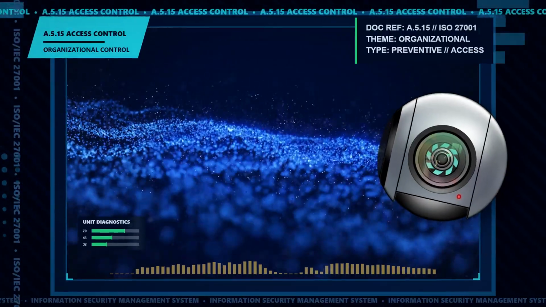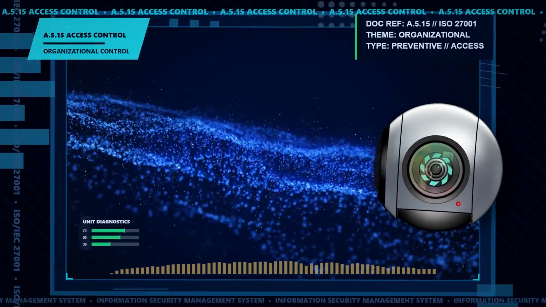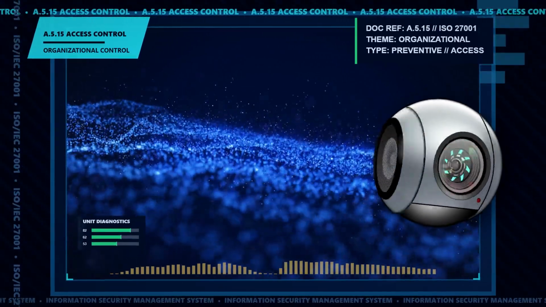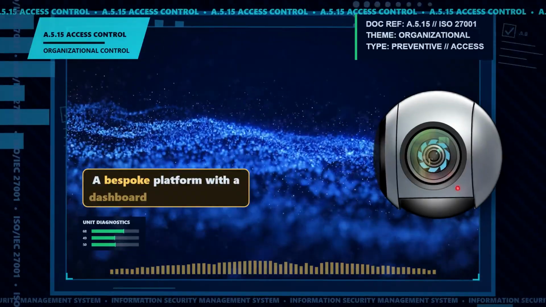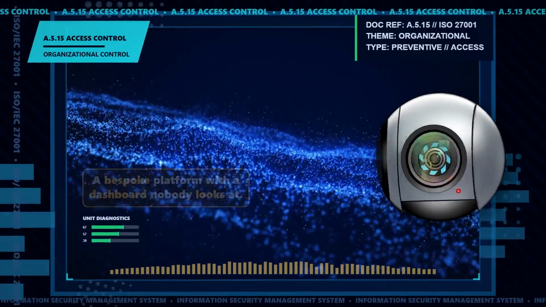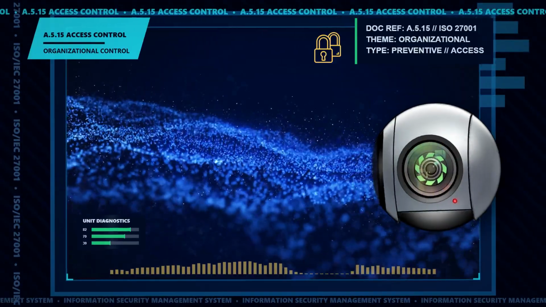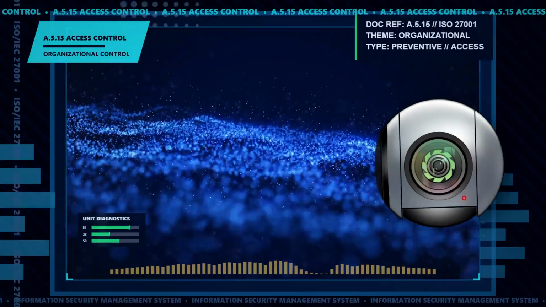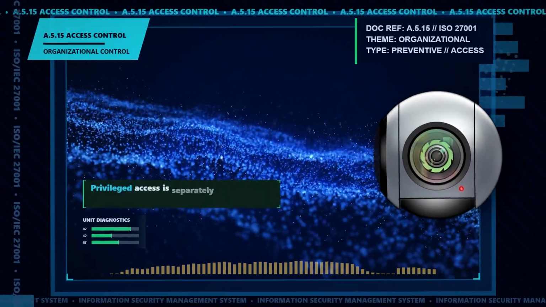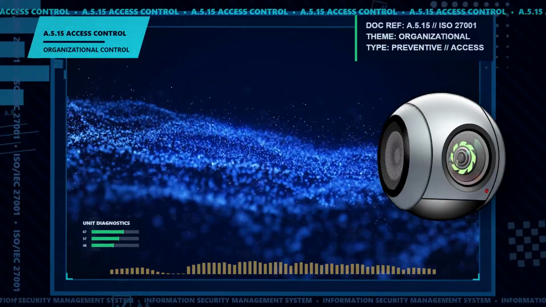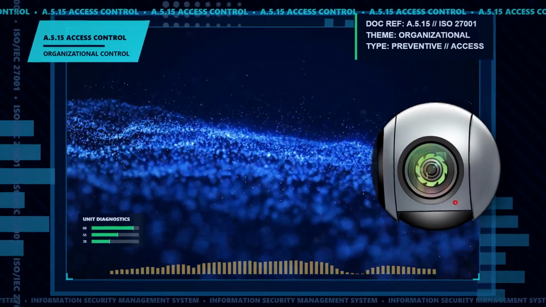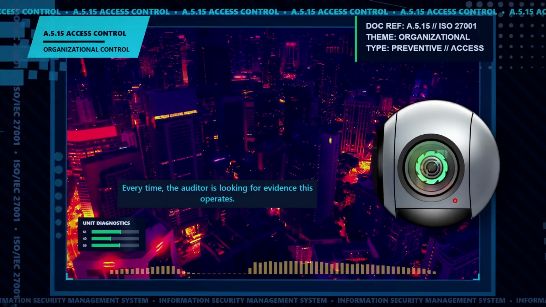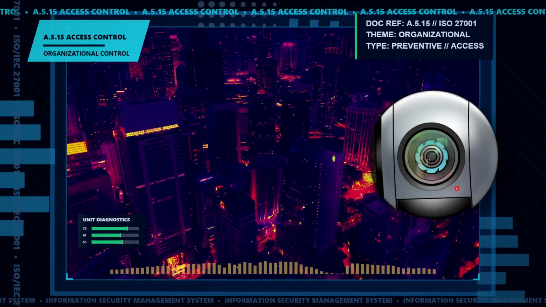Now let me tell you what I don't want you to do, because I see this and it makes me want to lie down. Do not gold plate this. You are a small company. You do not need a role matrix with 300 entries and a bespoke access governance platform with a dashboard that nobody looks at. What could possibly go wrong? You need a short policy that's actually true. A defined set of roles that matches how you really work. A rule that privileged access is separately approved, and a review you genuinely do. Small and honest beats enormous and fictional every time. The auditor is looking for evidence that this operates, not evidence that you own a template.